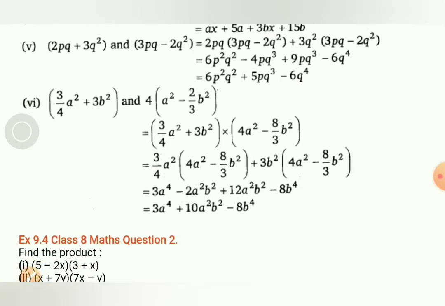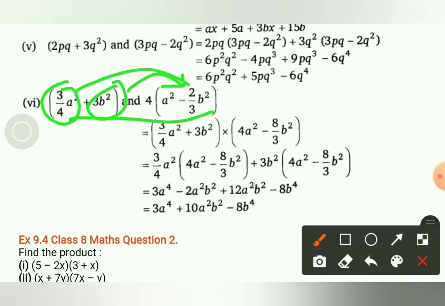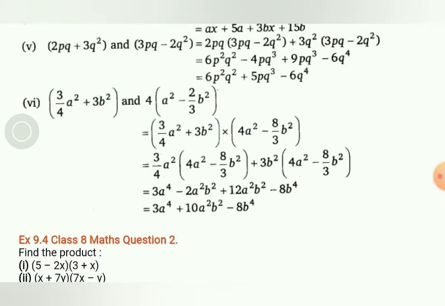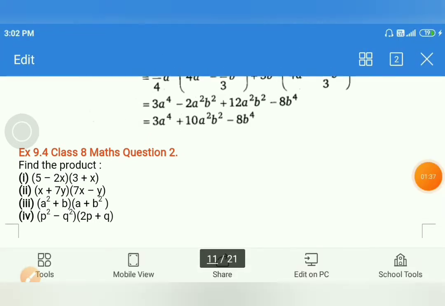Now let's see how to solve example number 6. Here there are two terms given, 3 by 4 a square plus 3b square, and you have to multiply these both terms. So first we will take this term and multiply it with this whole term. The second time we will take this term and multiply with this term again. So you will get the answer as 3a raised to 4 plus 10a b square minus 8b raised to 4.